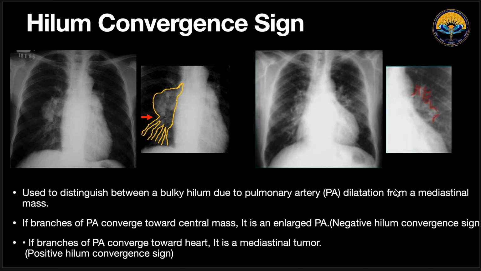Next is the hilum convergence sign. Here we can see there is some mass over here, and when we see these pulmonary vessels, if we see they are arising at the level of the mediastinal mass, that means it's not a mediastinal mass, it's a hypertrophic pulmonary artery. But if we see a mediastinal mass with prominent hila, but the vessels are going somewhere around the heart only, the pulmonary arteries converge at the level of the heart, that means it's a mediastinal mass, not a pulmonary artery.